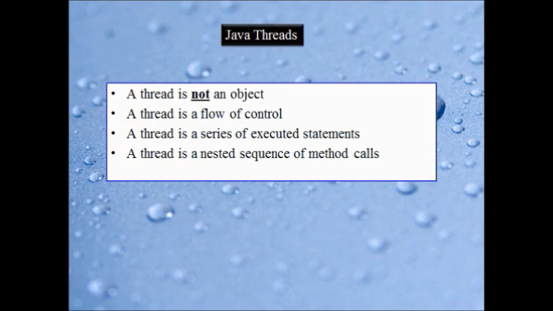Let's focus on Java threads. So far, we have discussed threads to some extent. A thread is not an object. A thread is a flow of control. A thread is a series of executed statements. A thread is a nested sequence of method calls.